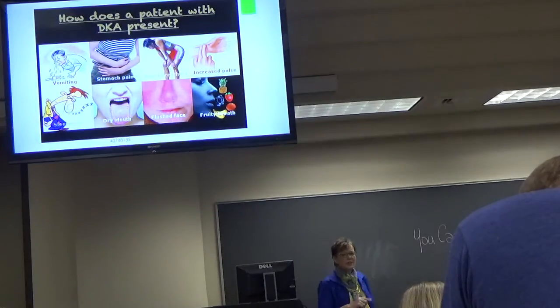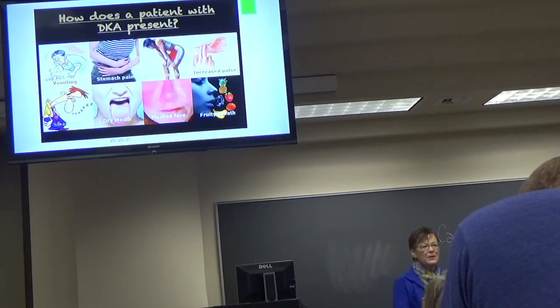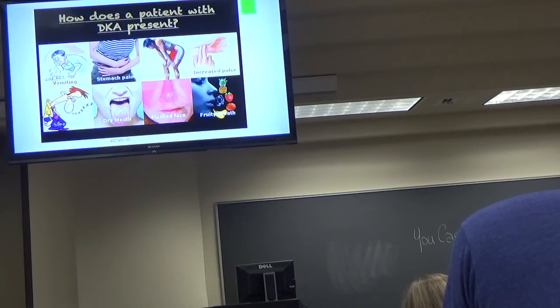When this originally started happening, people missed it because you don't expect it. You don't expect a type 2 with moderate levels of blood sugar, hyperglycemia, to also have DKA. Here are some of the symptoms. It usually makes people very sick, usually within 24 hours. They're vomiting, and abdominal pain is very, very common.